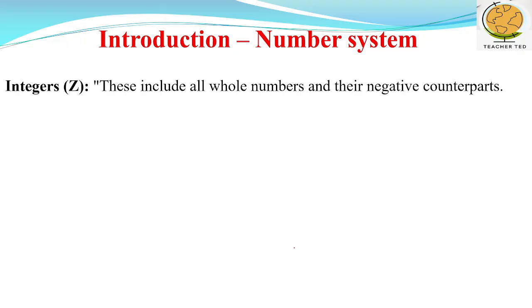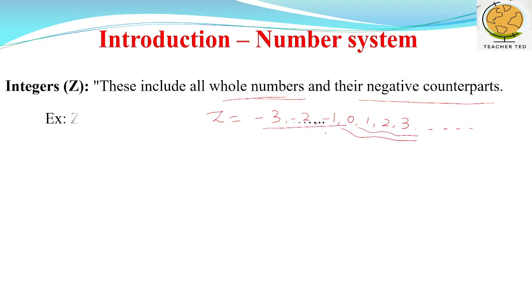The next category is integers. So all the whole numbers and the negative counterparts of the natural numbers are referred to as integers. So integers can be written like this: minus 3, minus 2, minus 1, 0, 1, 2, 3, etc. So you can see the difference here. This includes natural numbers, whole numbers, and the negative numbers.